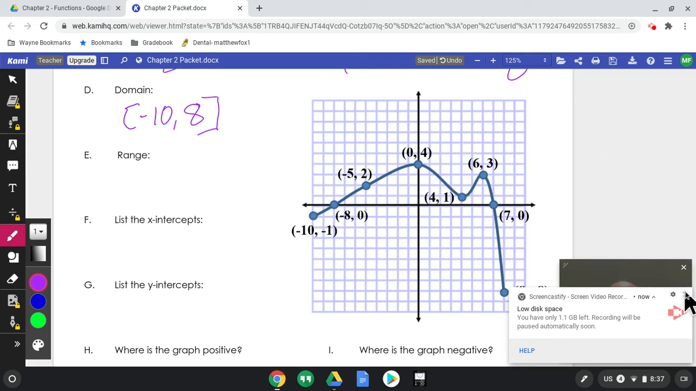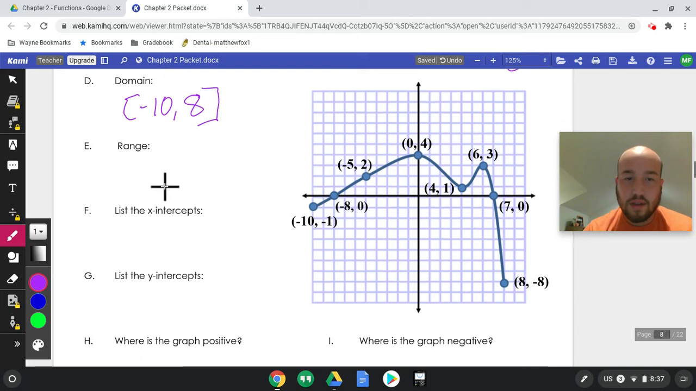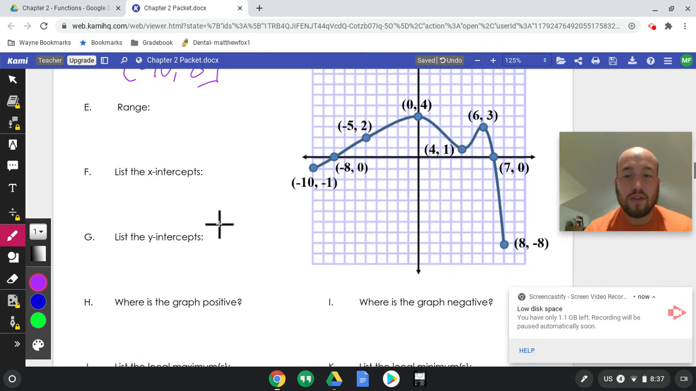All right, and now our next one, our range. This is from low to high. So the lowest point is at -8, the highest point is at 4. And remember, this is always our y value.